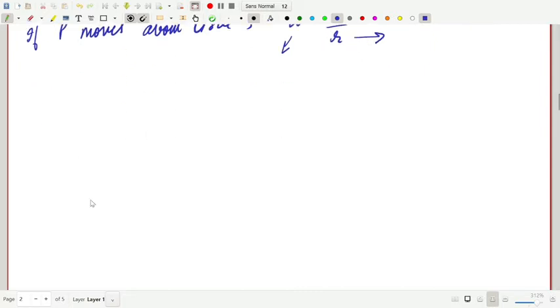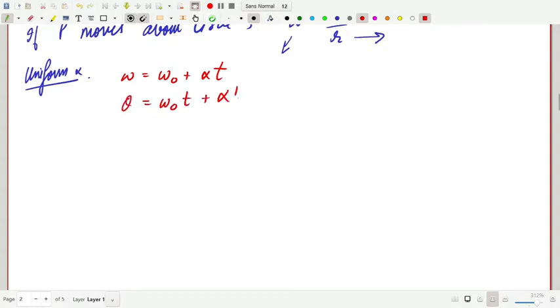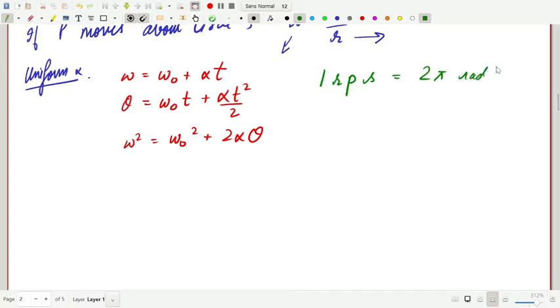Now, equations of motion under uniform angular acceleration are omega is equal to omega naught plus alpha t, theta is equal to omega naught t plus alpha t square by 2, omega square is equal to omega naught square plus 2 alpha theta. t implies time, alpha is angular acceleration, omega naught is initial angular velocity, and omega is angular velocity at time t. 1 round per second is equal to 2 pi radians per second.